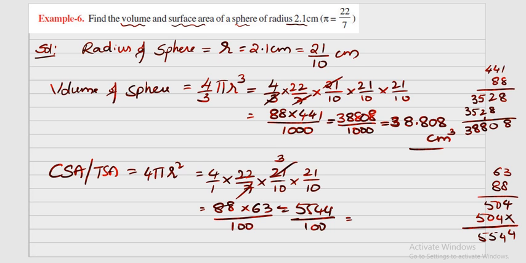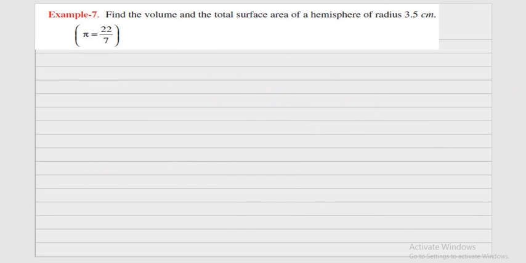Since we are having 2 zeros, we need to move 2 decimal places. So this is nothing but centimeter square. So the CSA or TSA of this particular sphere is nothing but 55.44 centimeter square. Now let's move on to the next question.